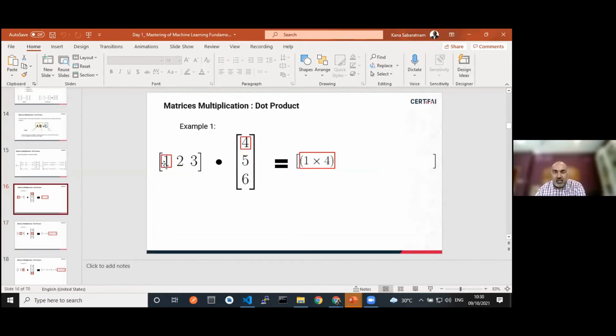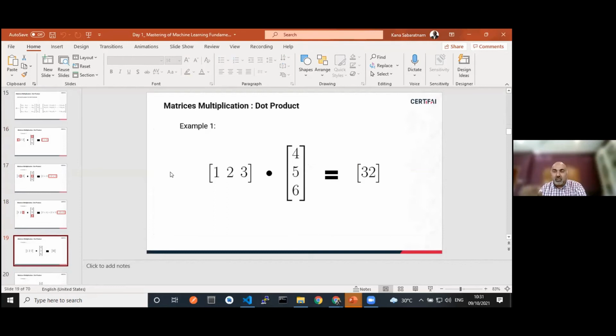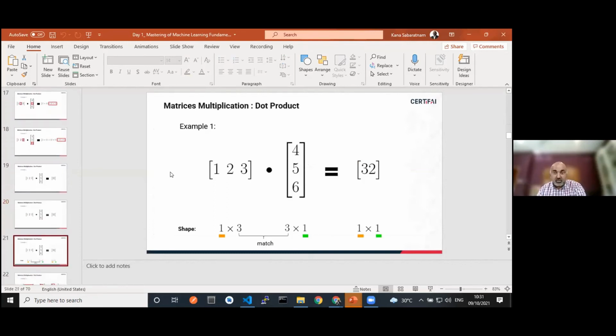So you can see the first value is 1 times, so it's row times column. So 1 times 4, 2 times 5 plus 3 times 6, and then I get a final answer of 32. Why? Because of the shape. When we multiply it with a particular column, we are changing the shape. The outside shape takes over. In order for a matrix multiplication to happen, this number must match. So this is the fundamental rule for doing a dot product between two matrices.